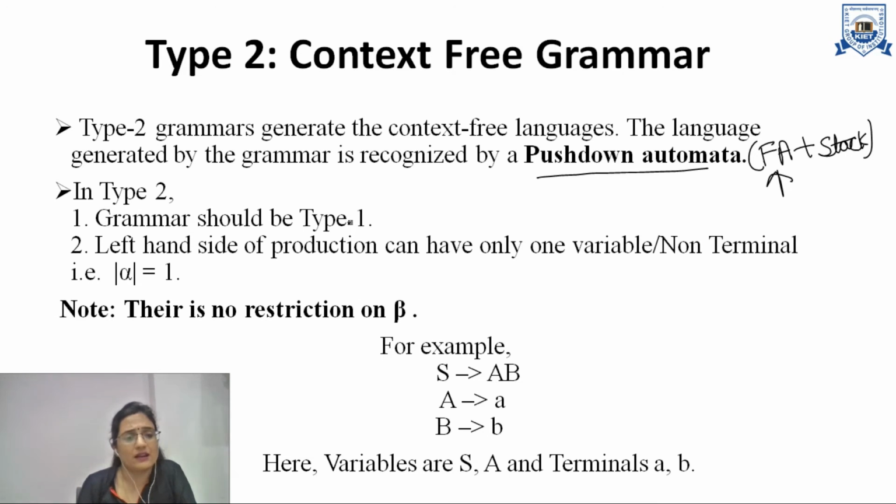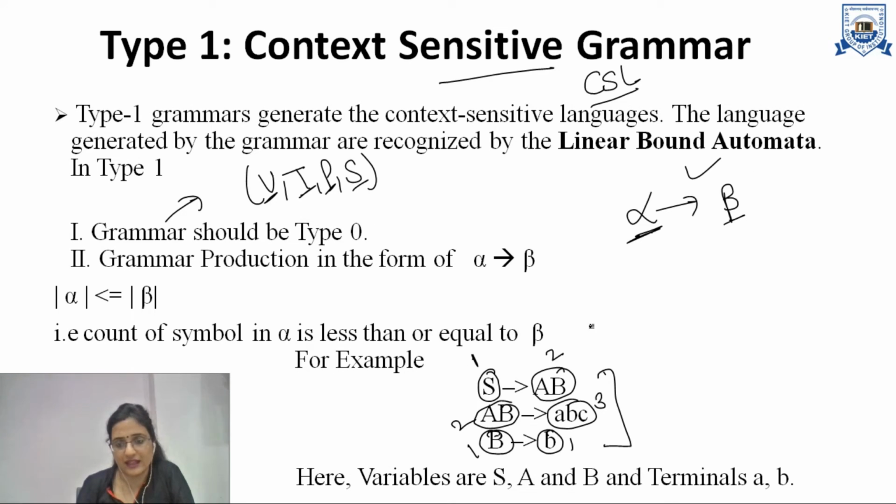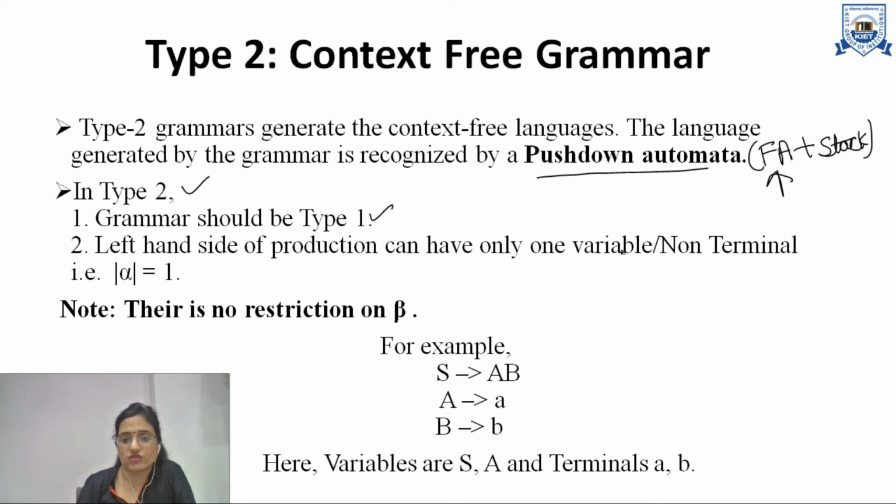Again, there are some rules for writing the type 2 grammar. As I already told, the type 2 grammar must be in the form of type 1, and the left side of the production can have only one variable. As we saw in the previous videos, in context sensitive grammar the left side of the production can have two variables. Fine, but if we are talking about type 2 grammar, then there must be only one variable on the left side of the production.